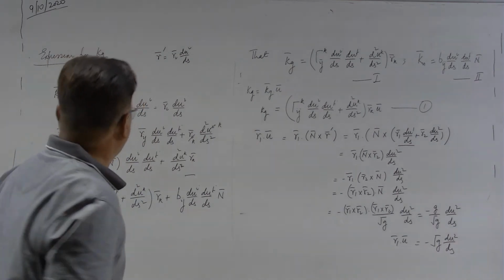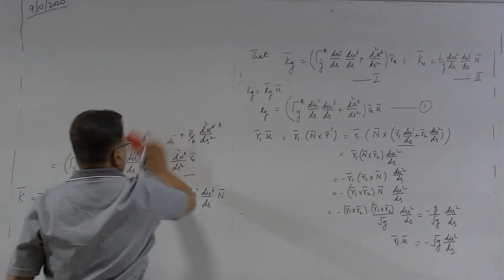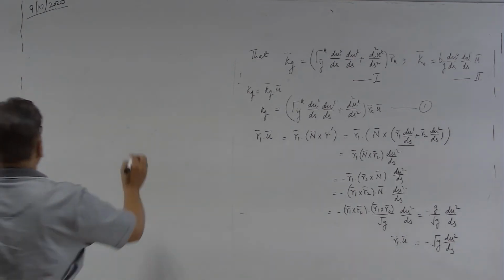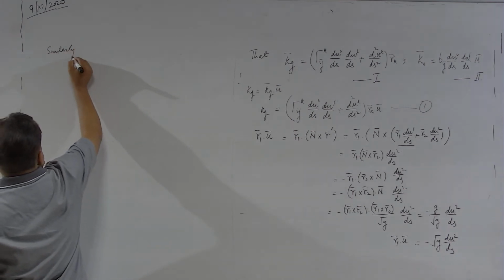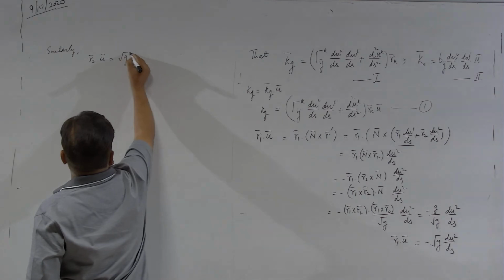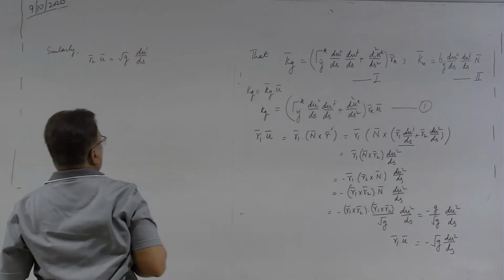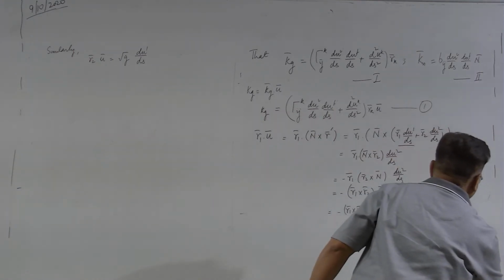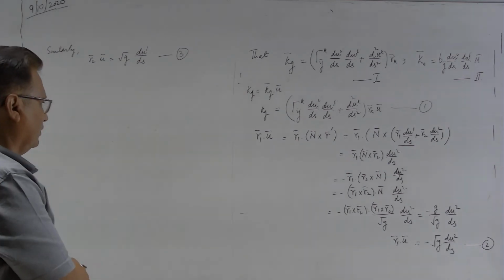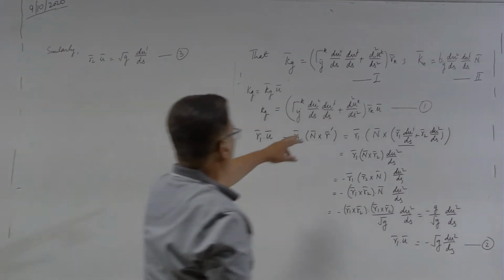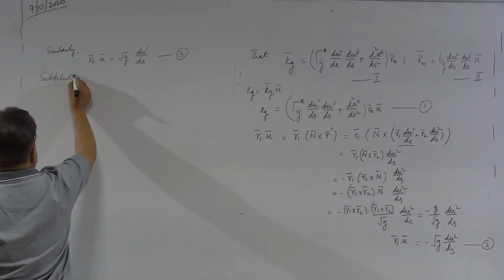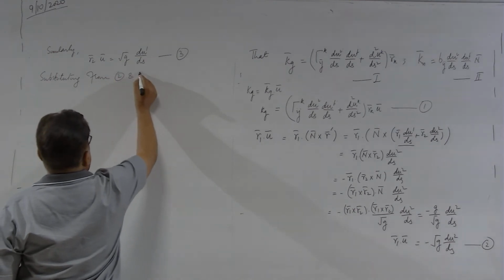Similarly, I can find out the value of R2 dot u. R2 dot u, you can check by yourself, is under root g, this time positive, into du1 over ds. So these are relations number 2 and 3. Now, substituting the values of R1 dot u and R2 dot u from 2 and 3 into 1.